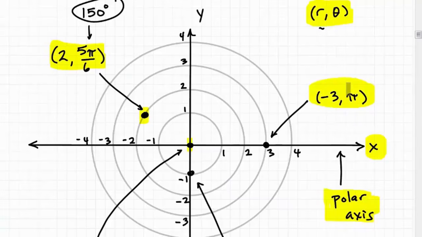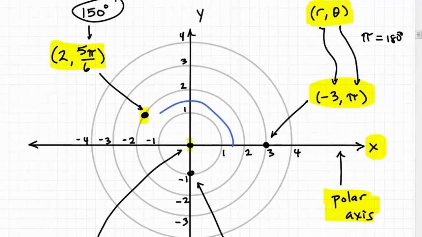Now, here, the radius is negative. So what does that mean? Well, I'm going to explain that in a second. And the angle theta is pi. So pi, you should know, is 180 degrees, right? So we're starting from the polar axis, sweeping around 180 degrees, or pi. That's positive, so it's going counterclockwise.